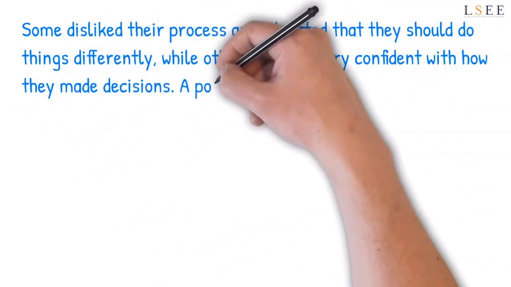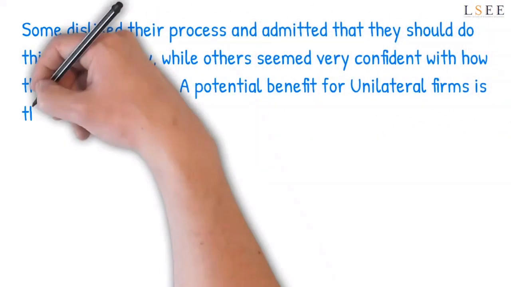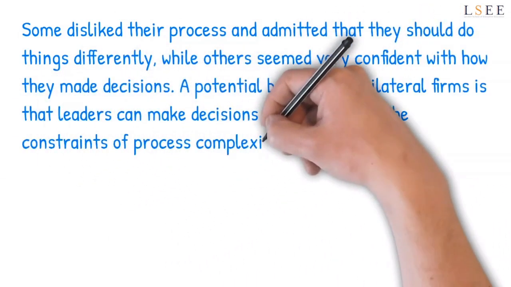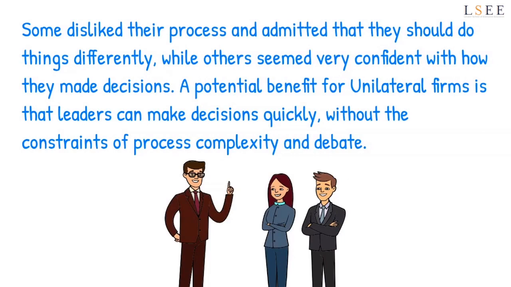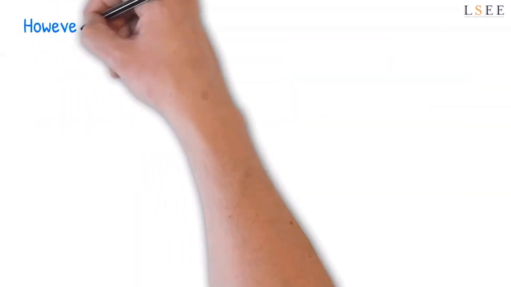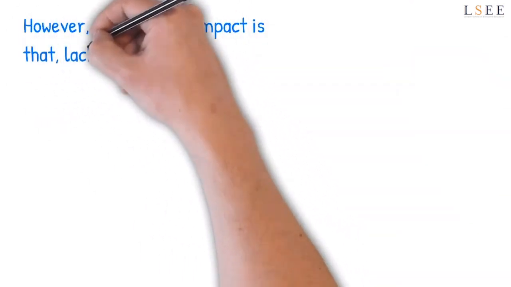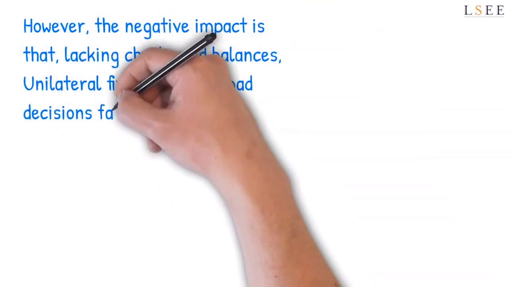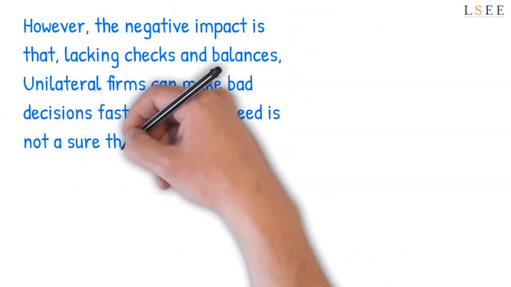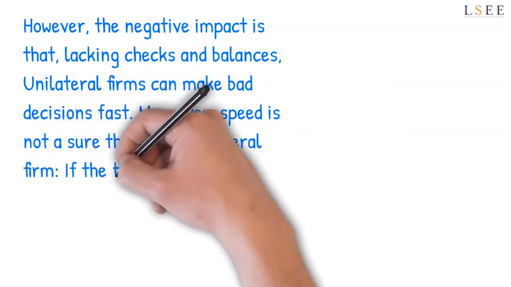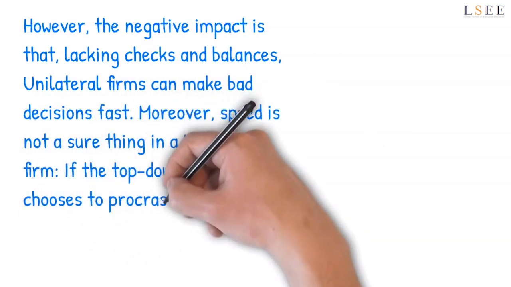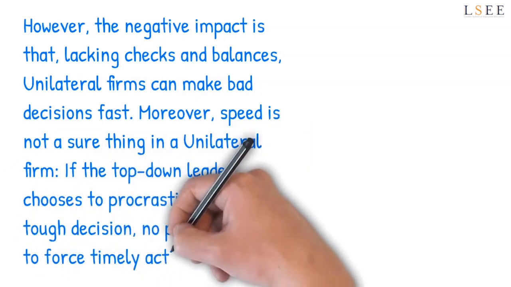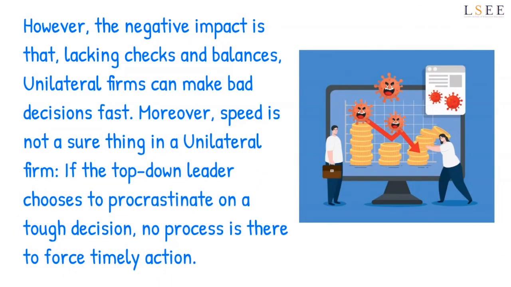A potential benefit for unilateral firms is that leaders can make decisions quickly, without the constraints of process complexity and debate. However, the negative impact is that, lacking checks and balances, unilateral firms can make bad decisions fast. Moreover, speed is not a sure thing in a unilateral firm. If the top-down leader chooses to procrastinate on a tough decision, no process is there to force timely action.